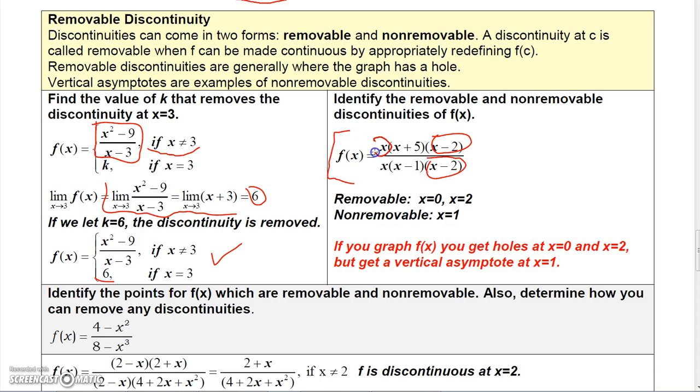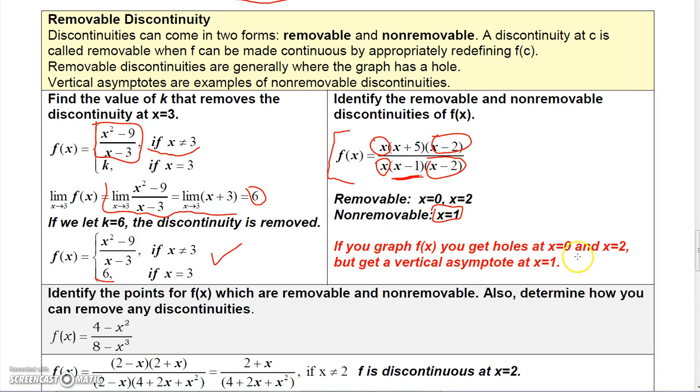Also, I have x here and x here. So what would make those 0? Just 0, right? So we could remove the discontinuity at 0. Now the only other factor on the denominator that is not common to the numerator is x minus 1. So if x equals 1, the denominator is going to be 0. But I do not have that same common factor up here, so that would be not removable. So x equals 1 would be non-removable.